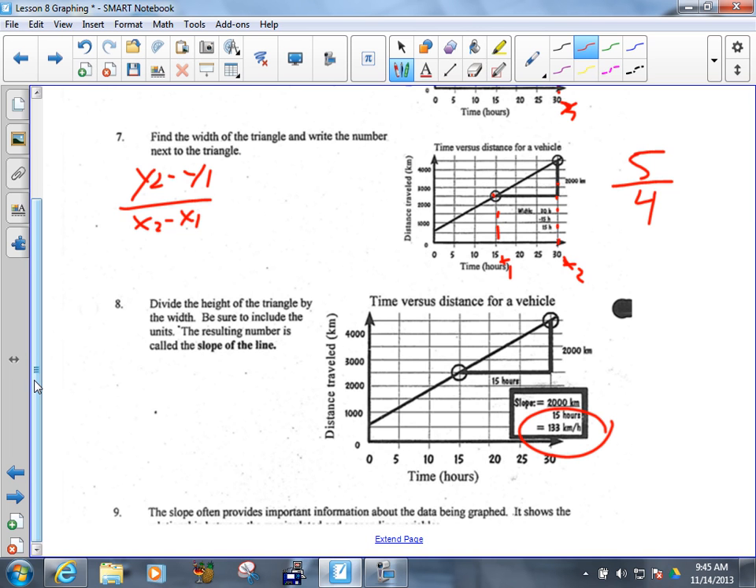Okay? Because you have a scale. Each one of these 5 lines actually represented some other number. You can't just count the lines up and then divide the two. It's not going to give you the right answer. That's why we always say do y2 minus y1, because you have actual values from your axis then, and you get the real answer, as opposed to some fraction that's essentially meaningless. Like it says here, the slope often provides important information about the data being graphed. It shows the relationship between x and y.